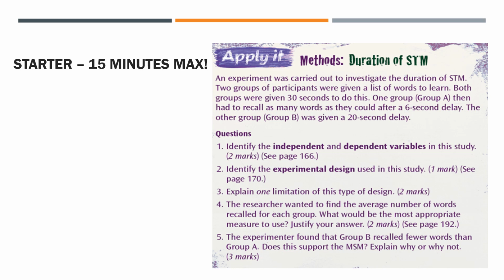Then number 5, the experimenter found that group B recalled fewer words than group A. Does this support the multi-store model? Explain why or why not. I would say yes, it does support the multi-store model because group A had a delay of 6 seconds, group B had a delay of 20 seconds. If you think about the capacity and duration of short-term memory, the duration is around 18 seconds. So group A is within the 18 seconds duration, group B is outside of the 18 seconds duration, so that is why it does support the multi-store model of memory, because we would expect some memories to fade after the 18 seconds.